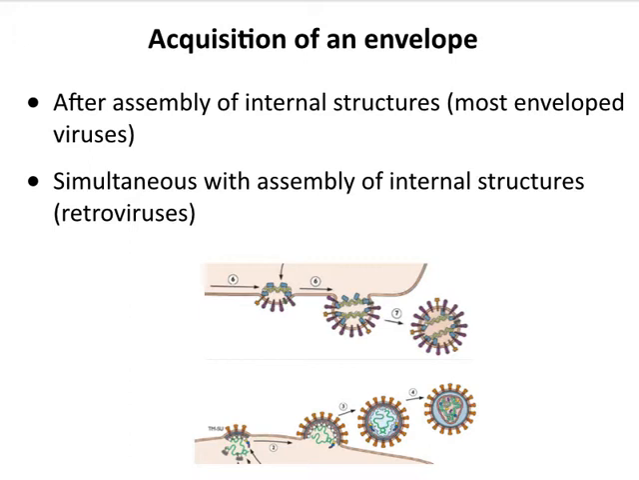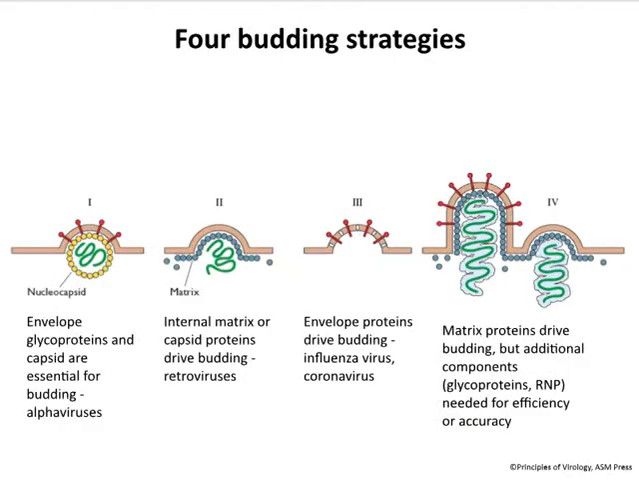The envelope is acquired after the internal components assemble, and that's what we saw for influenza virus. Remember, the RNP is produced in the nucleus, it's shipped up to the plasma membrane, and then the envelope is acquired. Most of the envelope viruses do that. The retroviruses are somewhat different. There, the envelope is acquired as the particle is being assembled, and we'll talk about this in some detail in a moment.